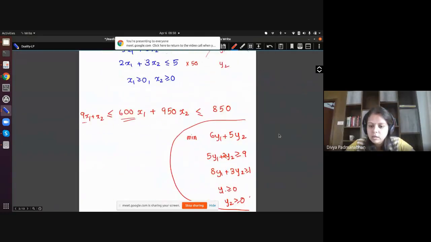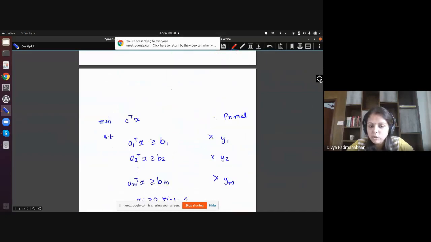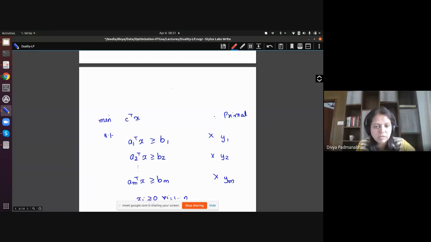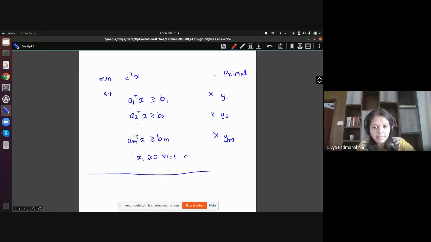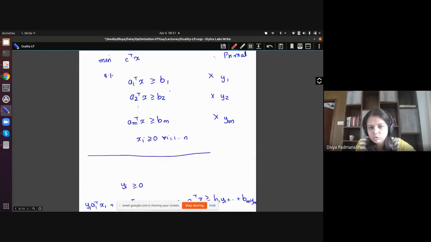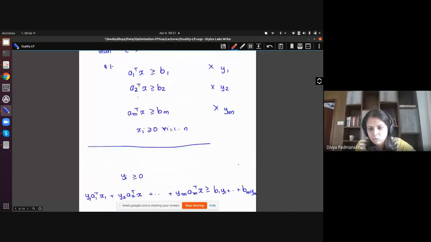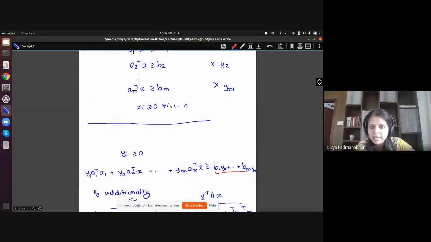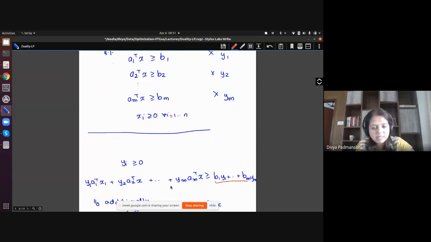Now if you want to generalize this, in general, what did we have? We had a linear program of this form, min c transpose x, and you had a set of m inequalities. This is what we'll refer to as the primal problem, as this is the problem which we originally started off with. If you wanted to write the dual, you multiplied the right hand sides with y's, so you got this. Because these were inequalities, you took y greater than or equal to 0, so that this is maintained.